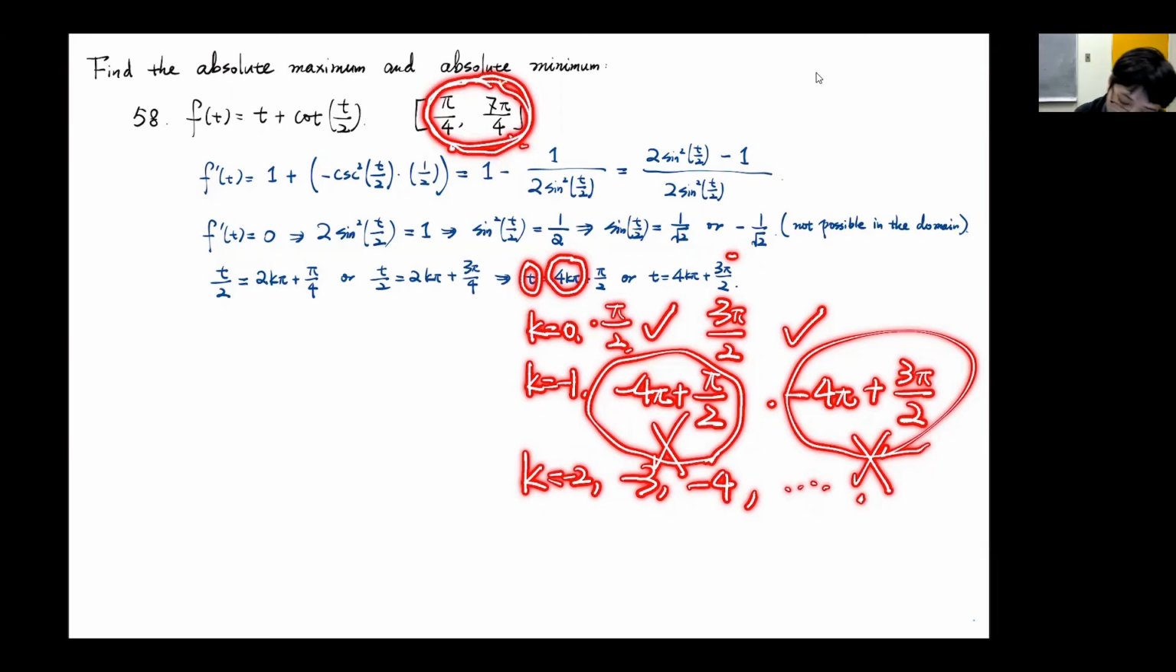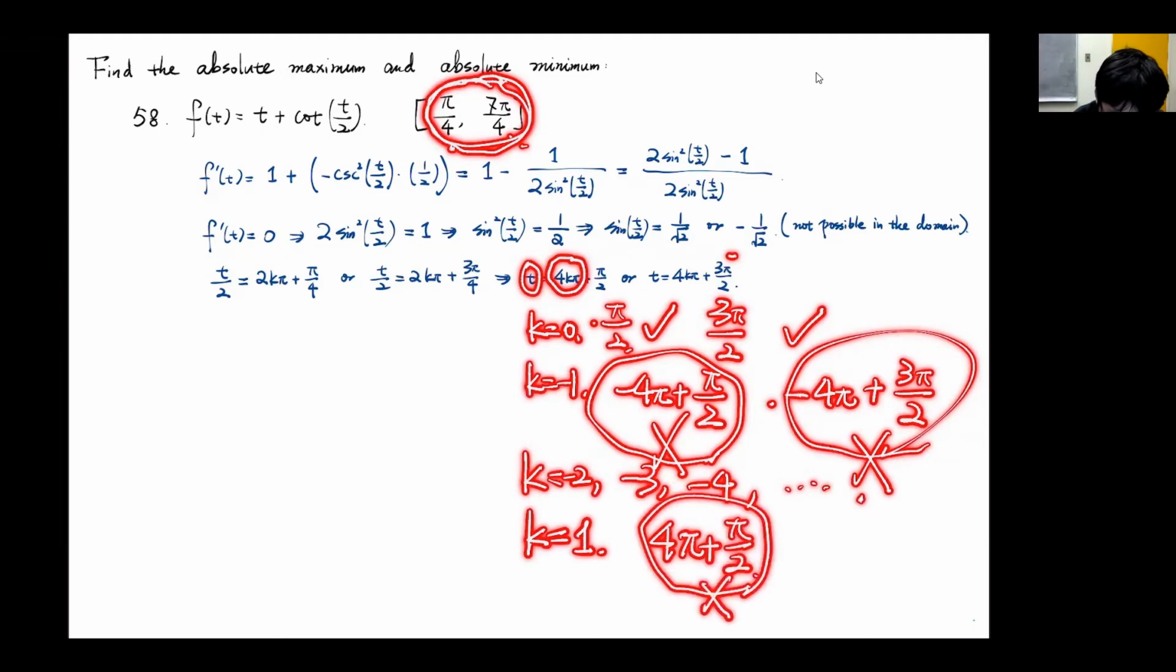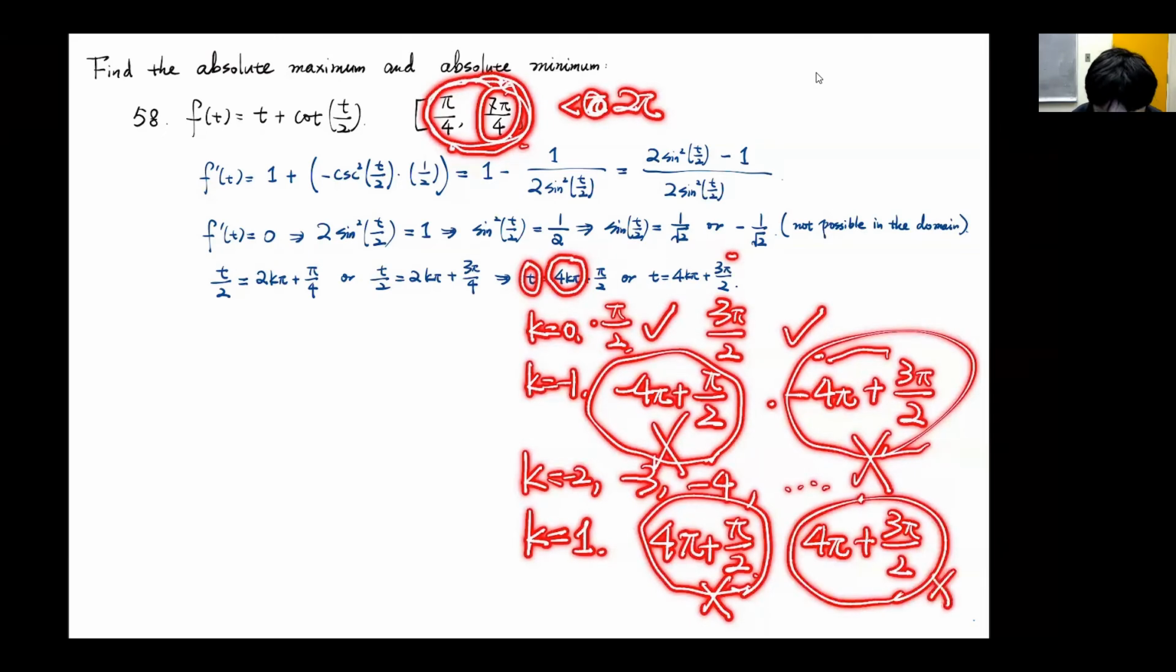Okay, so this basically rules out all the negative possible values for k. Now how about k equals to 1? So if k equals to 1, that will be 4 pi plus pi over 2, and this is obviously too large because what we have over here is something smaller than 2 pi, but when k equals to 1, we get something greater than 4 pi, so this is also outside of the domain. And similarly, for k equals to 1, the other value is going to be 4 pi plus 3 pi over 2, so this is also falling outside. Okay, so this basically means k equals 1 doesn't work, and for even larger cases, it won't work as well.